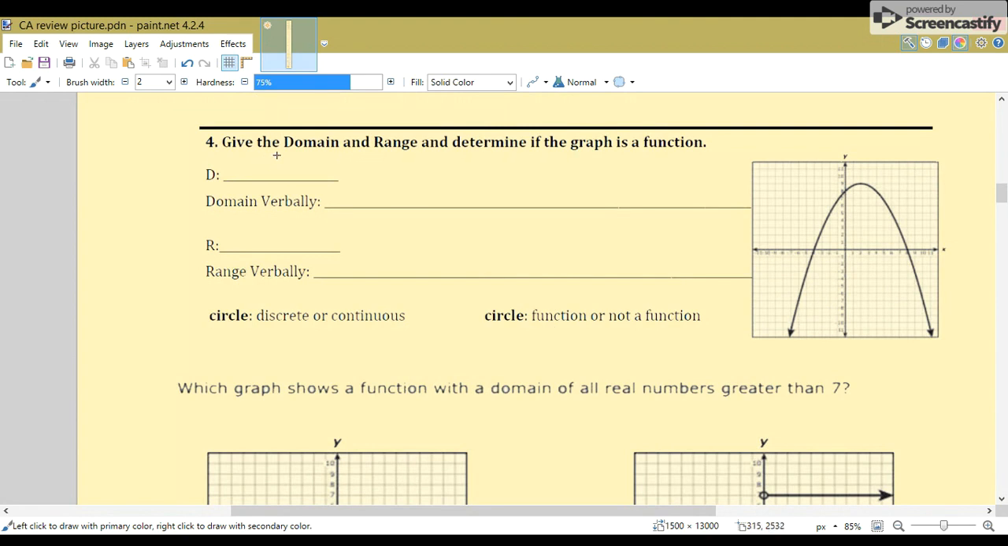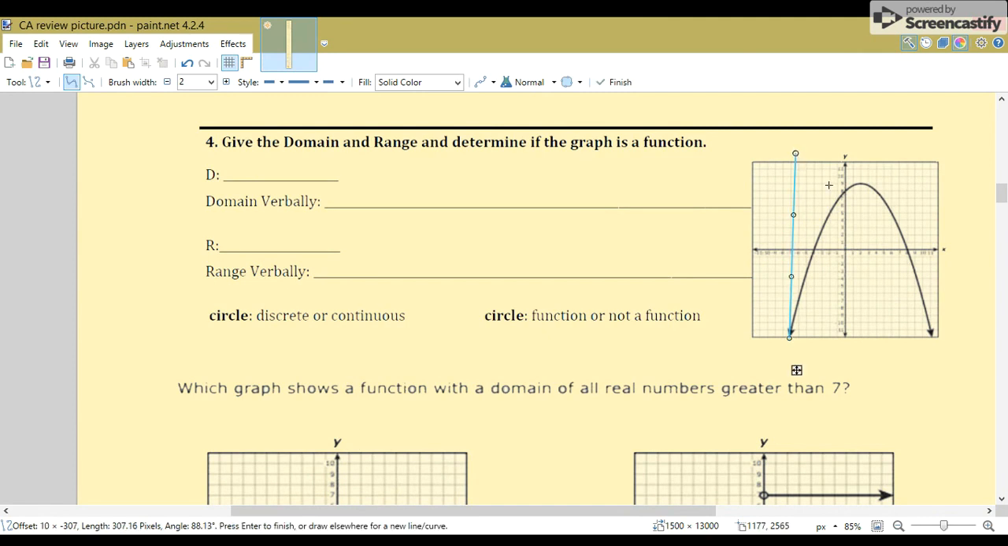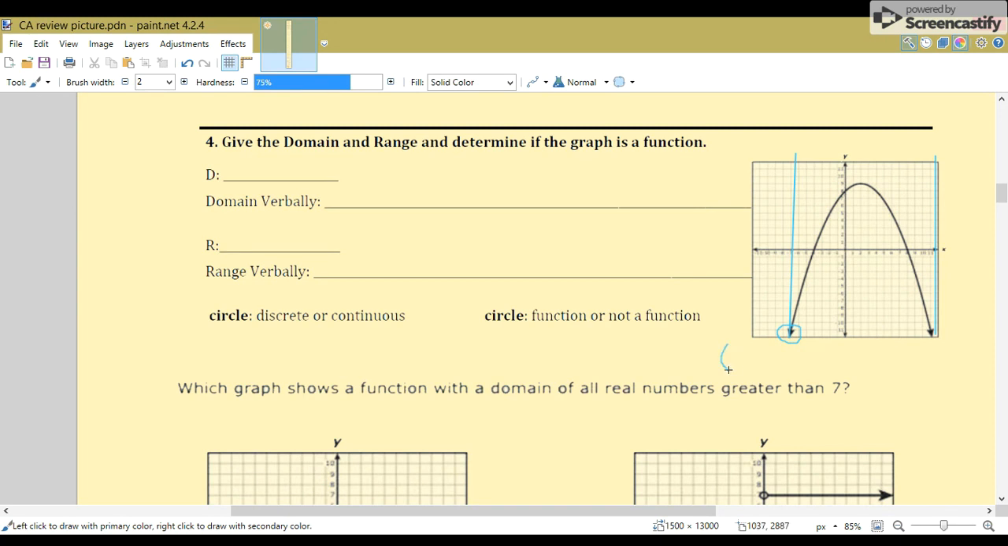Number 4, give the domain and range and determine if the graph is a function. We have domain, left, right, x. Let's go ahead and draw our lines. There's the left, there's the right. Now notice both of these are arrows. You circle the arrow. Basically, it's going to the left forever, negative infinity, and it's going down forever, negative infinity.